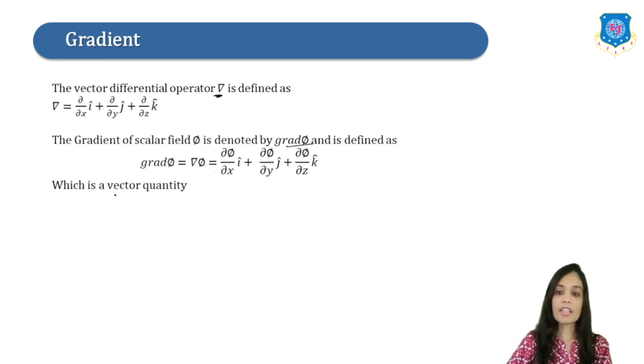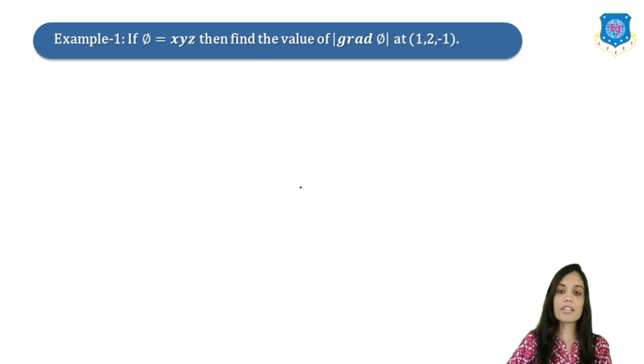And this gradient is a vector quantity, right? So you just have to find the partial derivatives with respect to x, y and z and put in this formula. Okay, so now let us study few examples of gradient.